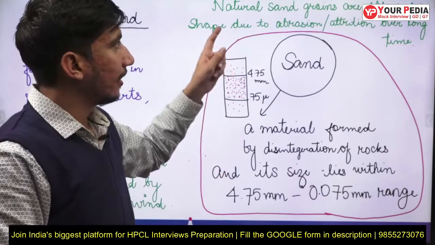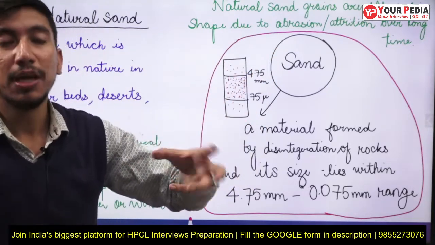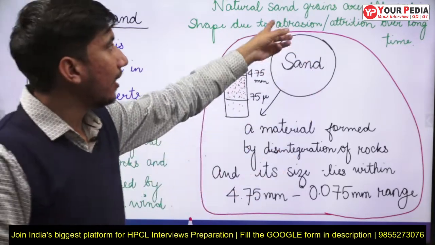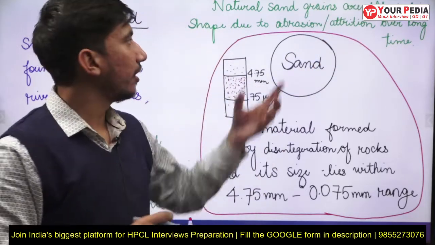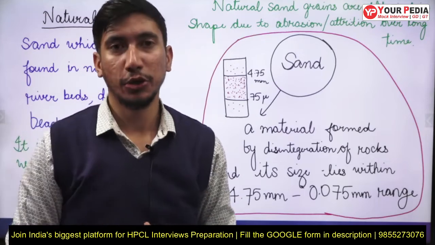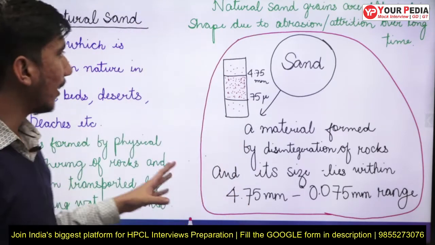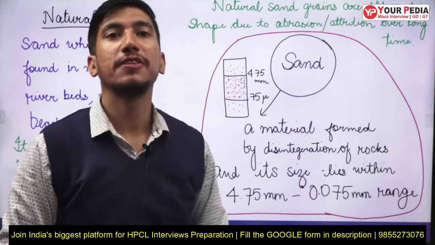Because of this, in the beginning they might have some different shape, but over time when sand gets deposited, all the grains of sand become spherical in shape, because of the abrasion or attrition that has been going on over such a long duration. Okay, so these are the characteristics of natural sand, and this is the definition of sand.